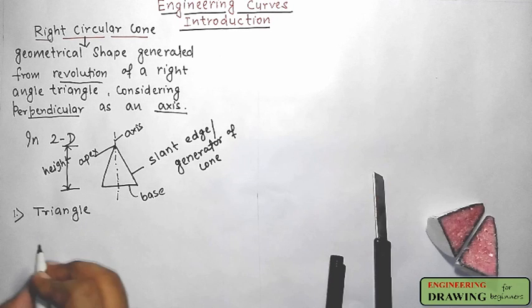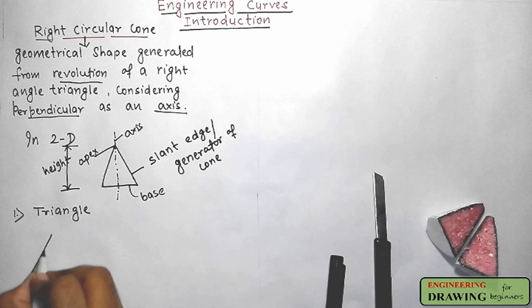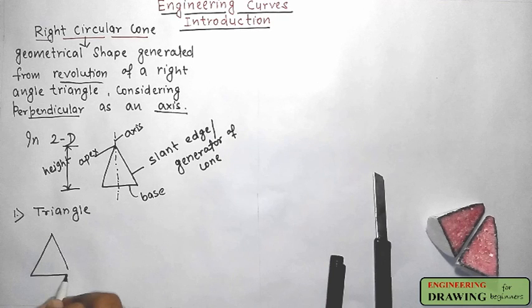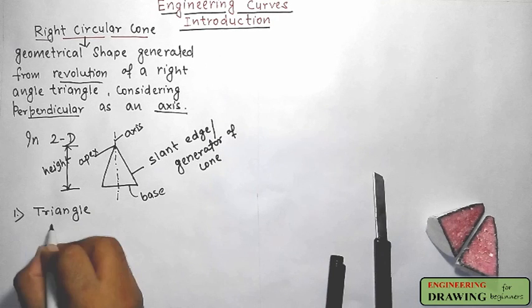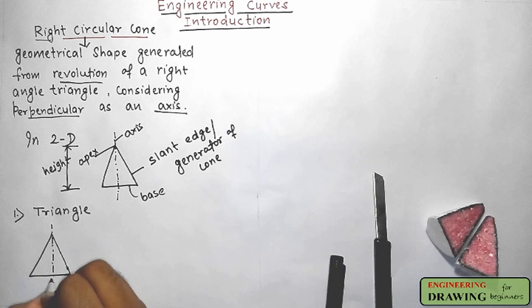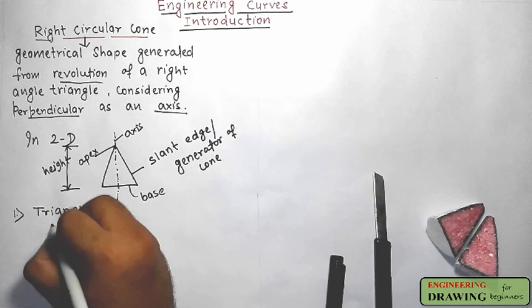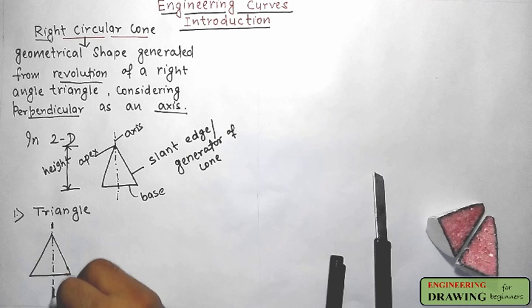In two dimensions, this is a right circular cone. This is the axis of the cone and this will be our section plane.